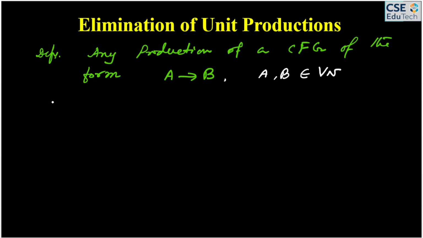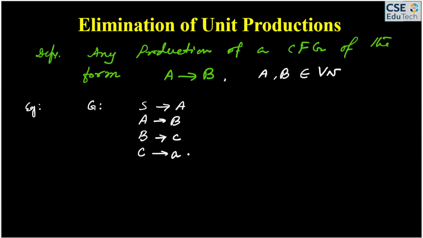Now, we consider a grammar. So, example, consider a grammar G whose productions are as follows: S to A, A to B, B to C, C to small a. Obviously, by using these production rules, the language generated by this grammar is a.